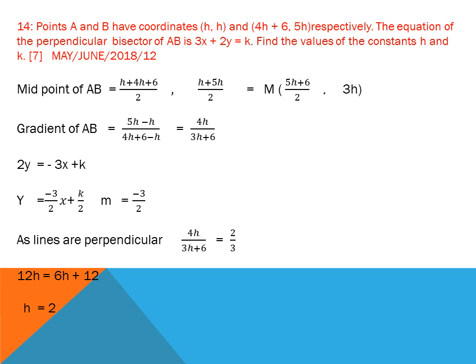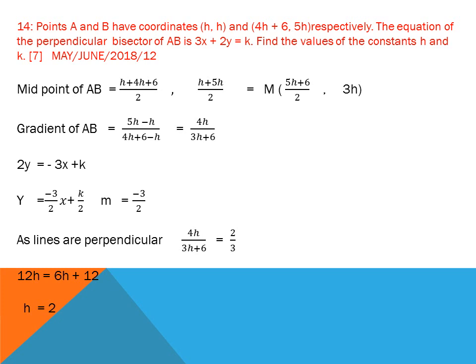The gradient of AB and the gradient of the perpendicular line should be negative reciprocals of each other. The gradient of AB is (y2 minus y1) over (x2 minus x1). It will become 4h over 3h plus 2.